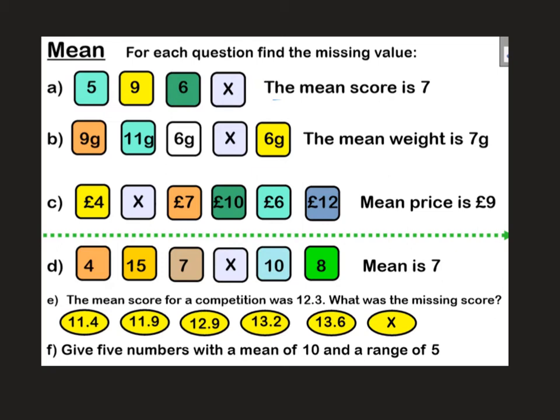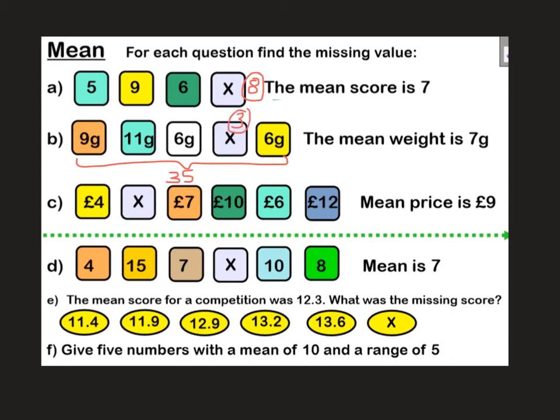Alrighty, so you should have these answers. Well, if these have a mean score of 7, they have to add up to 28. These ones on their own add up to 20, so the missing value of X is 8. The mean weight in B has to be 7. Well, so then I know that these have to add up to 35, because 35 divided by 5 would give me that 7. So these added up to give me 26, 32, so I know this one has to be 3.